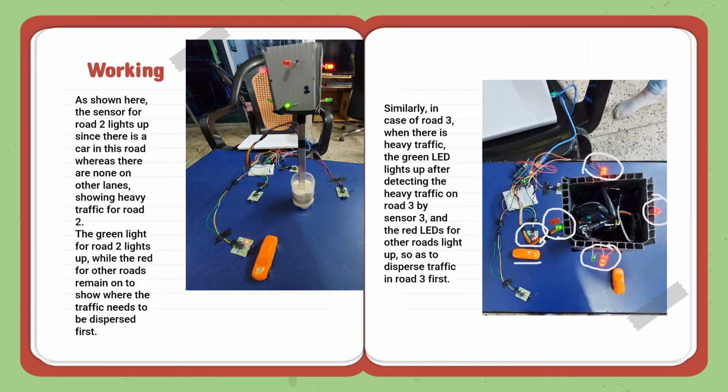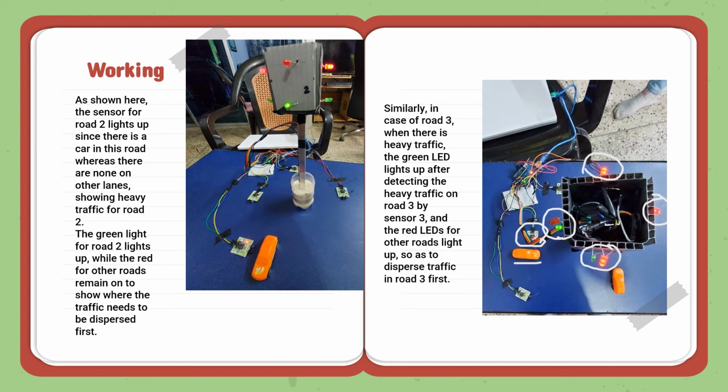The working of the model or the traffic control system that we made can be understood as follows. The sensor for road 2 lights up in the first picture since there is a car on this road, whereas there are none on the other lanes, showing heavy traffic for road 2. The green light for road 2 lights up while the red for the other roads remains on to show where the traffic needs to be dispersed first.